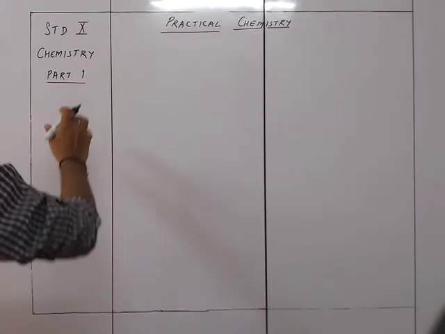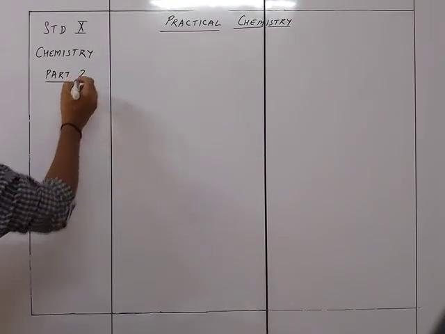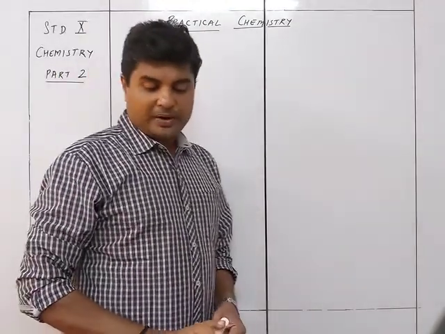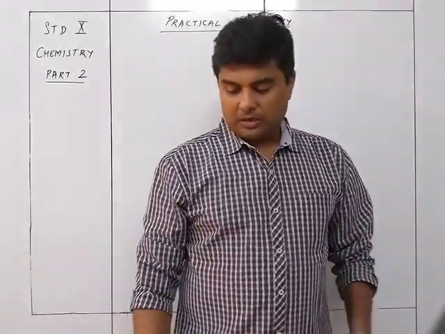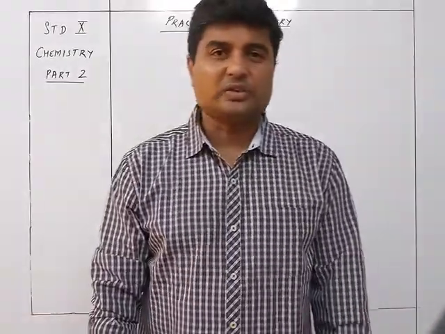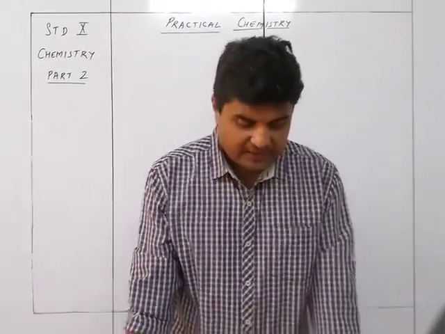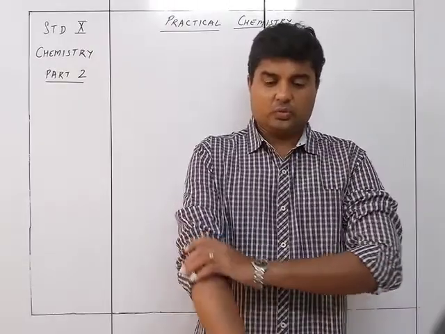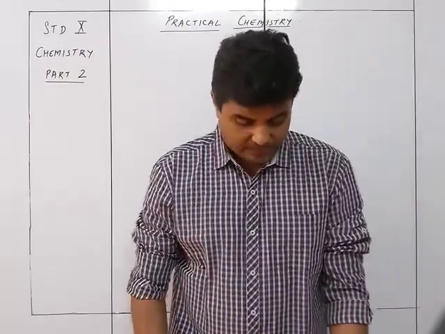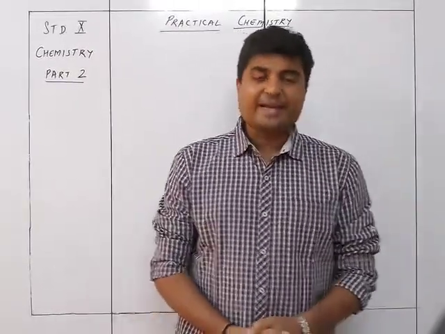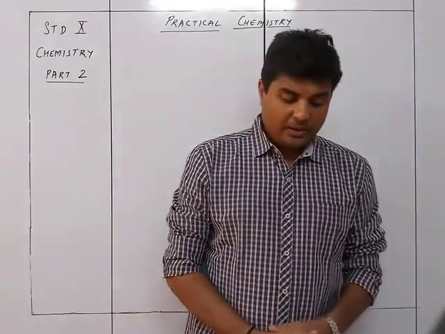So we continue with practical chemistry part 2, and in the first part we discussed how to identify the gases which are neutral gases and acidic gases. Now we are going to identify the basic gases. So the next one is basic gases. The first basic gas which I'm going to identify will be ammonia.